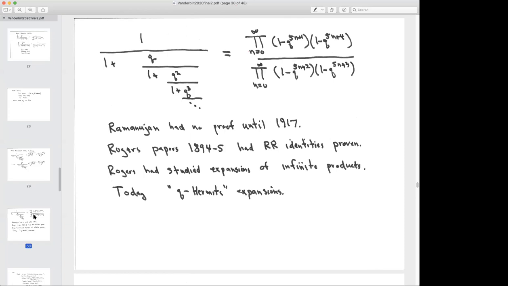And here's the continued fraction that Ramanujan did know but didn't tell Hardy. This very natural continued fraction, where the power is going down the diagonal here, has this quotient of infinite products as the answer. Now I'm going to show you a modern version of Rogers' 1894 proof.